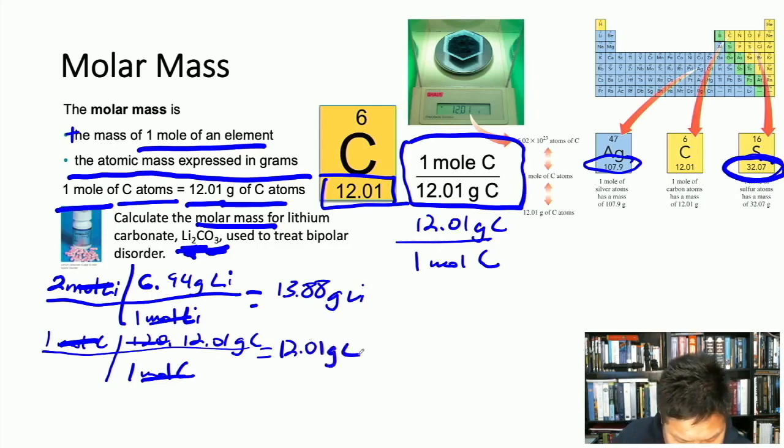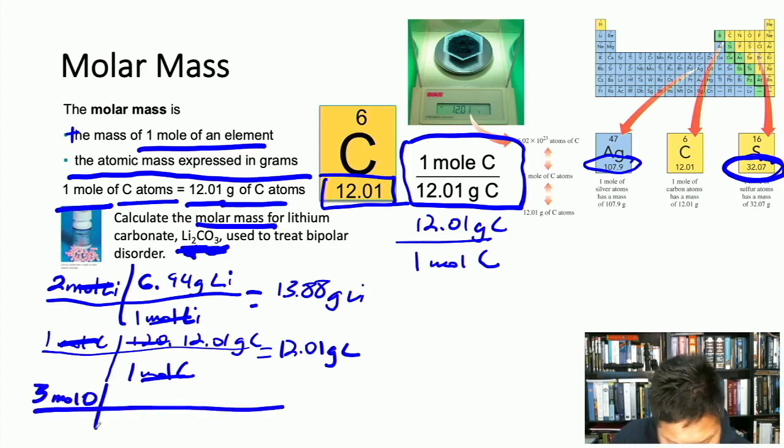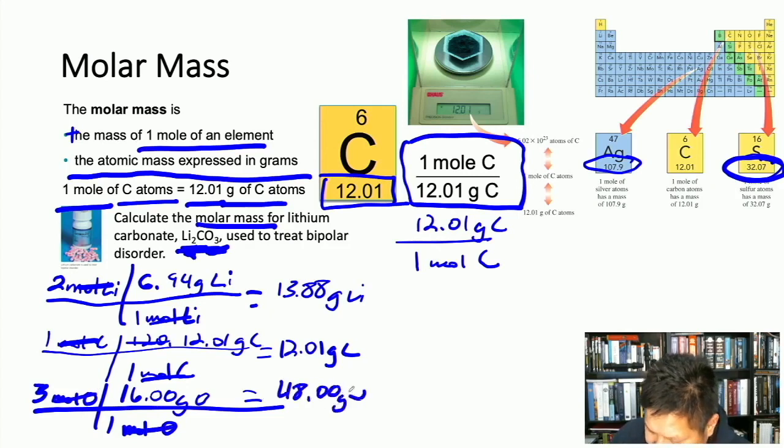Okay? And then the last element or atom in there is oxygen. There are 3 moles of oxygen according to the formula. We'll start a dimensional analysis there. For every 1 mole of oxygen, it's 16 grams of oxygen, right? Cancel out the moles, we're left with grams, which means all you have to do now is 3 times 16, which is 48.00 grams of oxygen. And now you just need to add up all three of these.